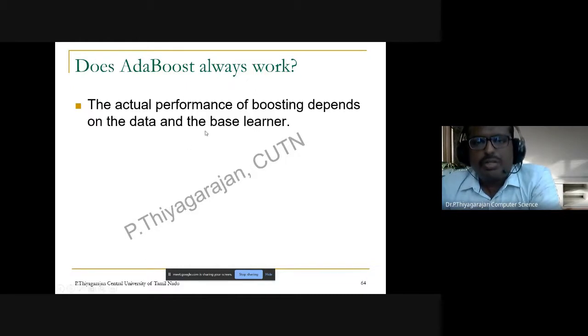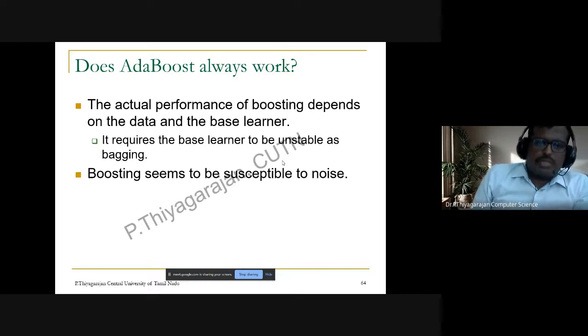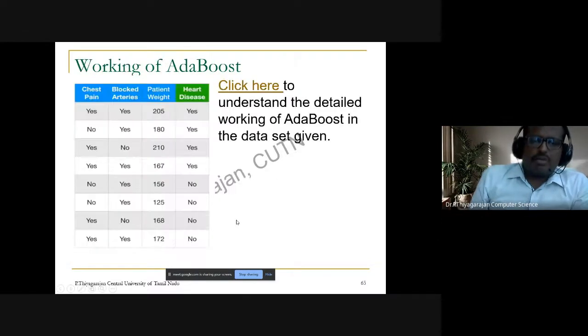The actual performance of boosting depends on the data and the base learner. It requires a base learner to be unstable, as in bagging, and boosting seems to be susceptible to noise. So whenever the number of outliers is very large, AdaBoost will not work.